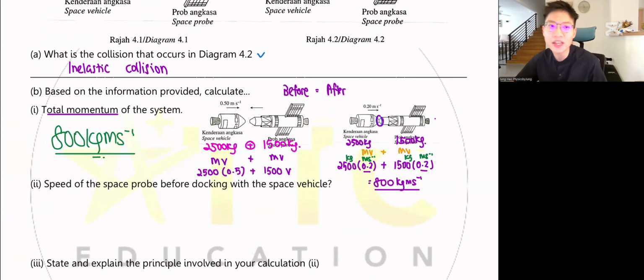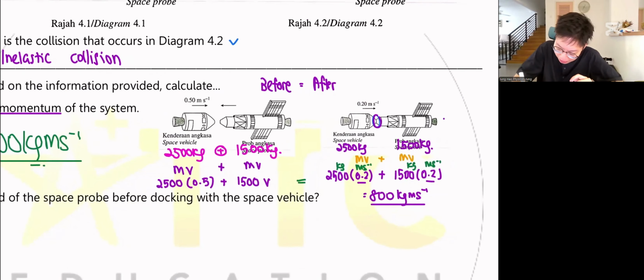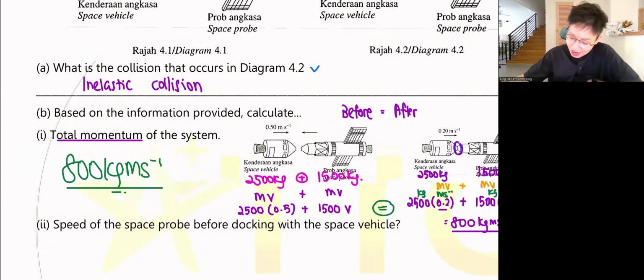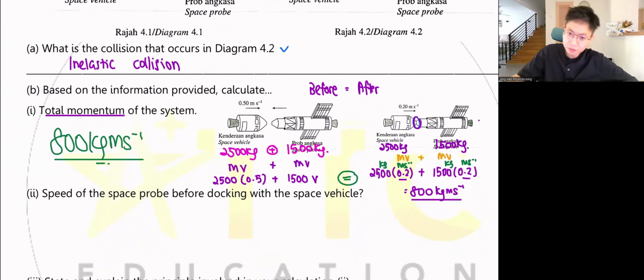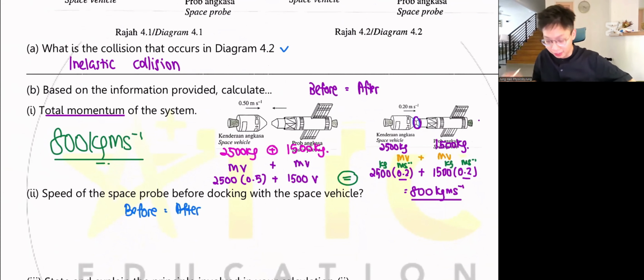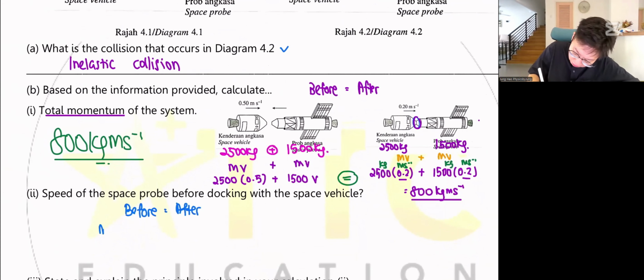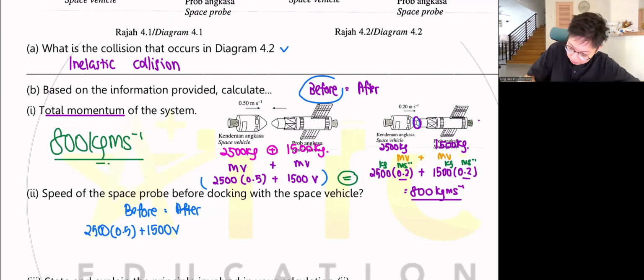Next, the speed of the space probe before docking with the space vehicle. By using before equals after, I can actually do this answer very quickly. Whatever is before must be equal to whatever is after, my momentum. My before will be my mass times velocity, which is 2,500, because I've already gotten my before here. So it'll be 2,500 multiplied by 0.5 plus 1,500 V, right? Correct?